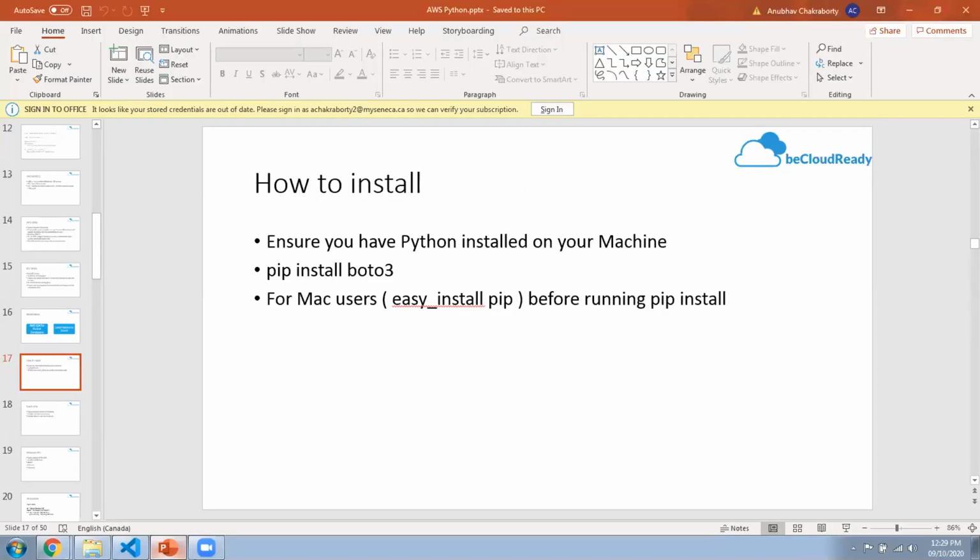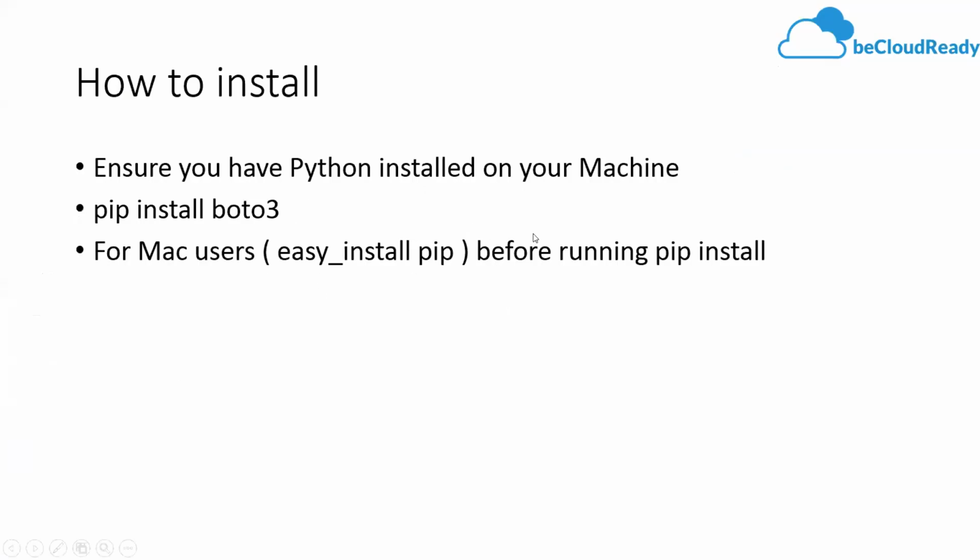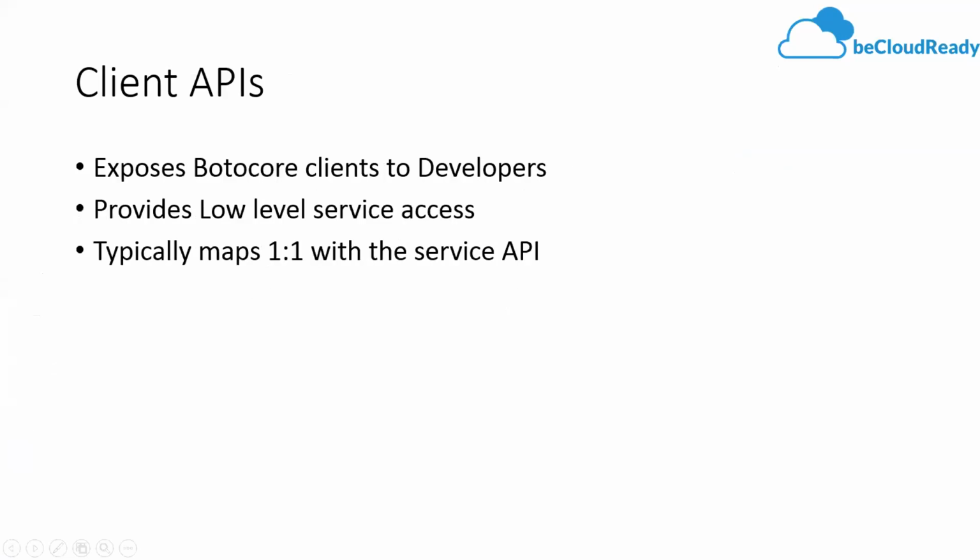So once again, for Mac users, you might need to install pip before you can run pip install. So Boto has different layers of APIs. They have client APIs, which are APIs which provide low-level service access. What APIs basically do is they let you use services which are allowed by Amazon. So for example, creating an EC2 instance could be done through an API, and Boto makes it very easy for you to access that API. And Amazon also allows people to create EC2 instances remotely, and that's why we have access to that API.